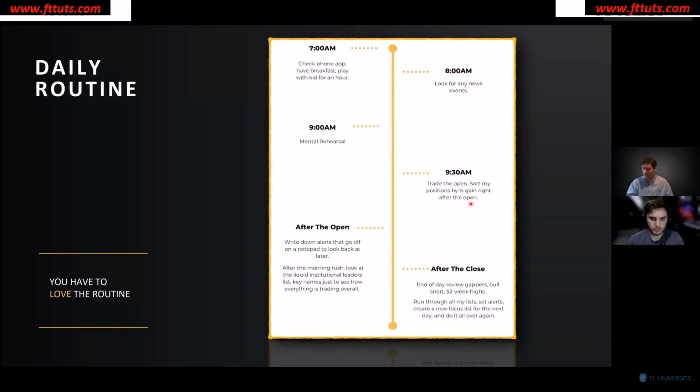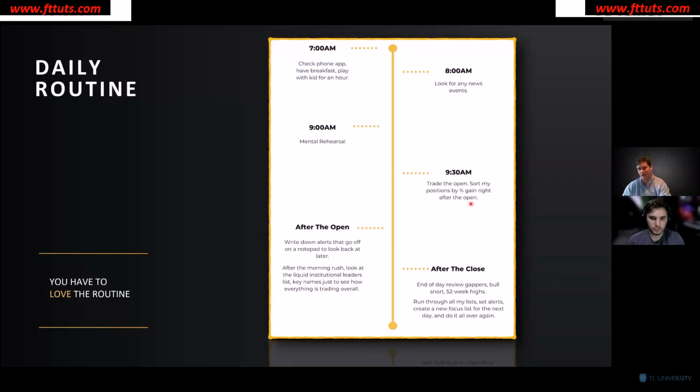Then right after the open too, as I go through all of these lists and all the work I'm doing, I'm setting alerts. I've probably got thousands of alerts set. Some of them are just a name that's off the radar, but if it gets to X level, I want to put it back on the radar. So alerts go off, and I have my notepad, and I'm writing them down. I don't have time to look at them all.